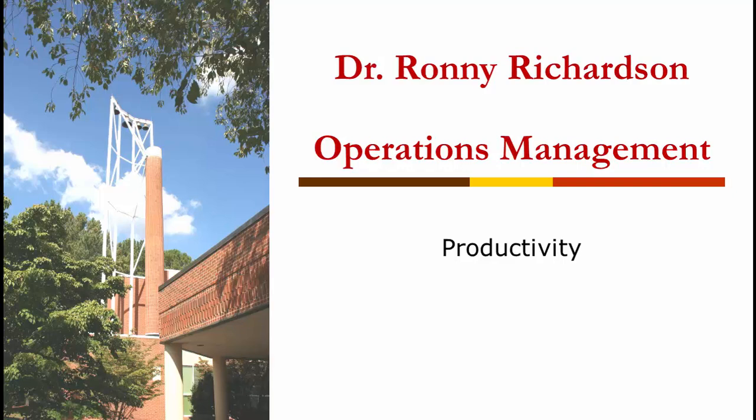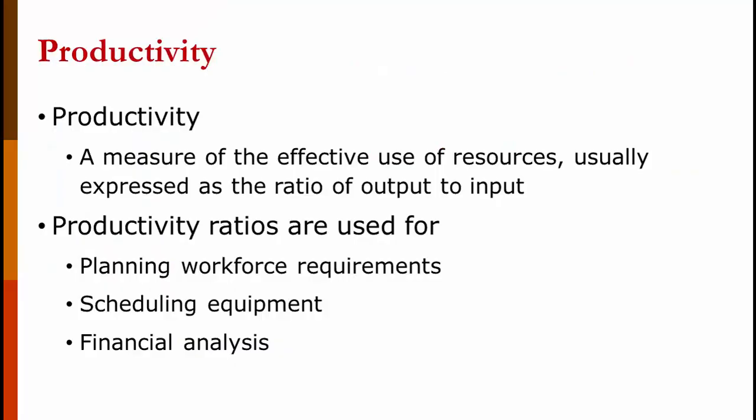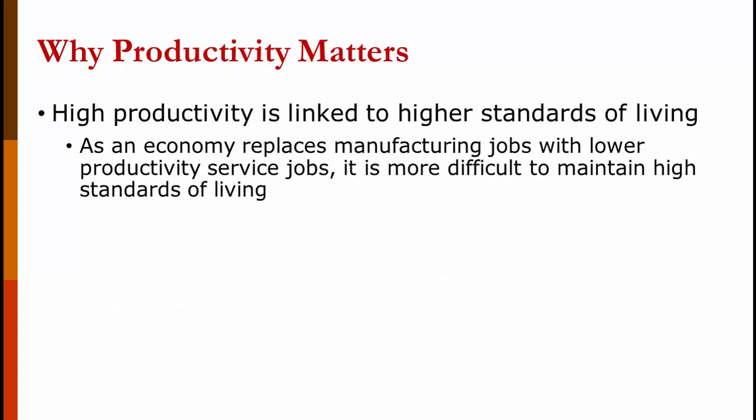In this operations management tutorial, we will look at productivity. Productivity is a measure of the effective use of resources. It is usually expressed as a ratio of output to inputs. Productivity ratios are used for planning workforce requirements, scheduling equipment, financial analysis, and a lot more. High productivity is linked to higher standards of living.